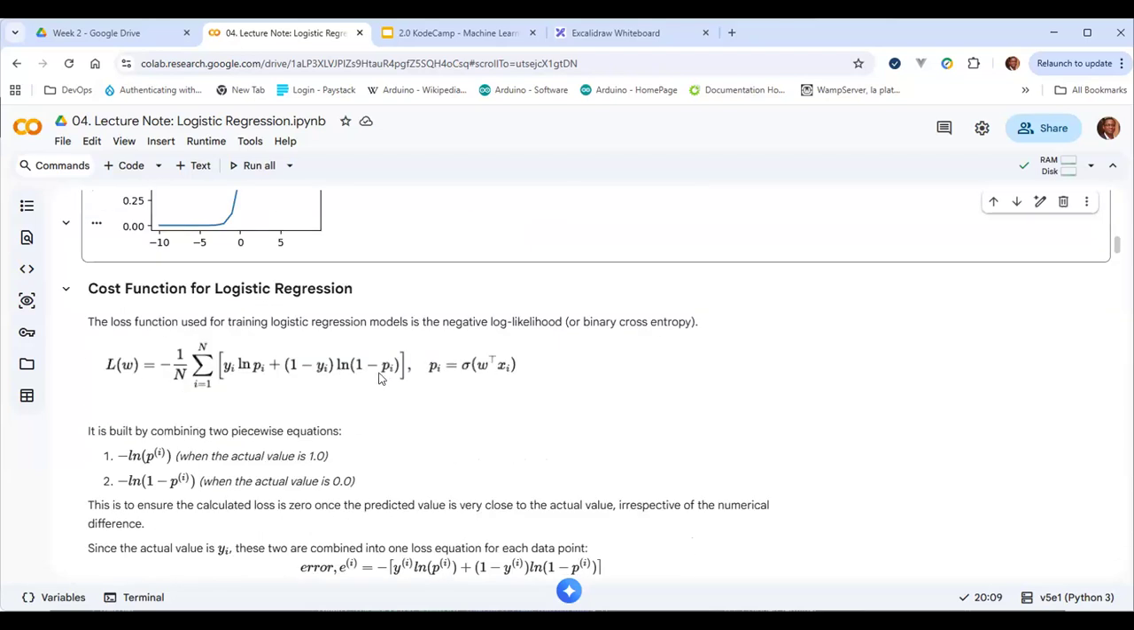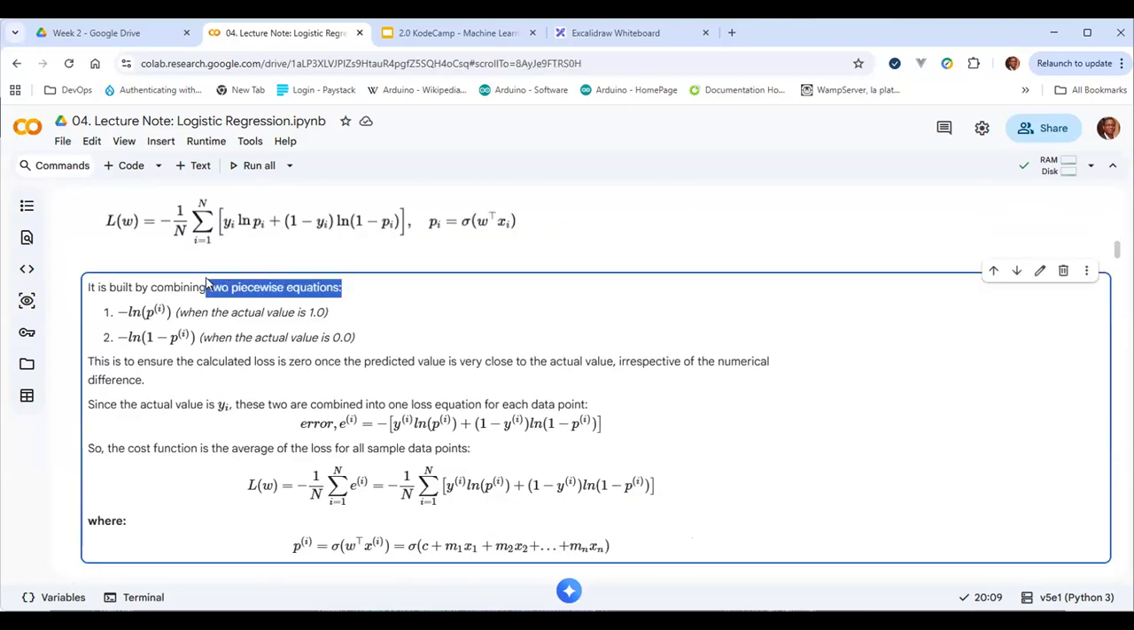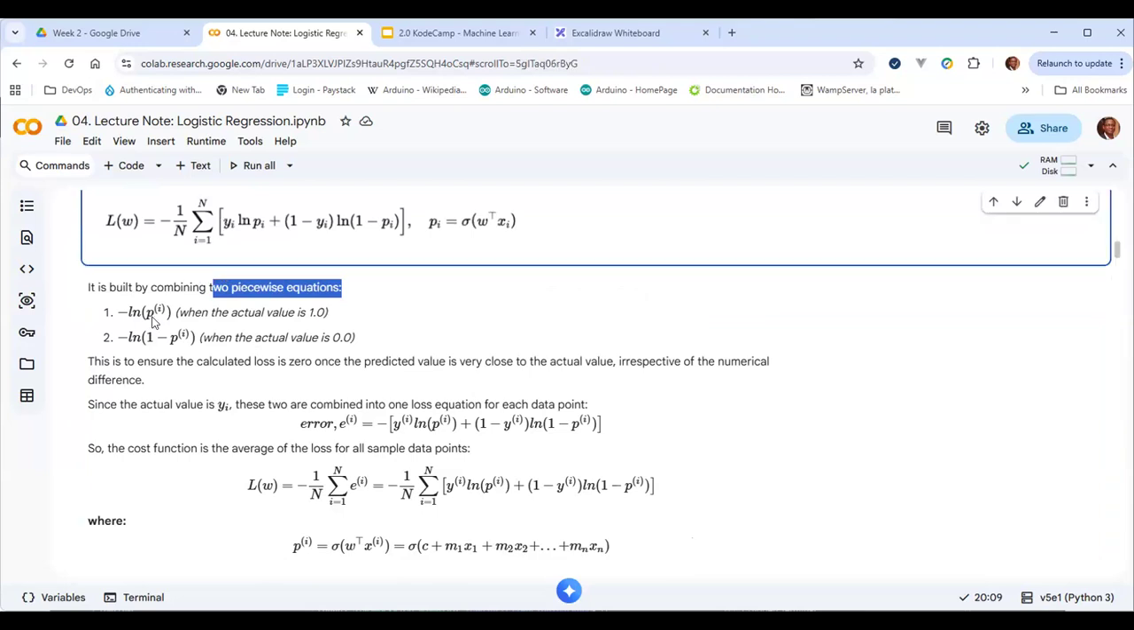So I've already explained the negative log likelihood equation or the binary cross entropy, the fact that it is made of two pieces, right? The first piece, which is minus ln p_i, which is what I just did, is for when the actual value is 1. So when the actual value is 1, this one disappears while this one remains. This one is just 1. So you end up with minus ln p_i.